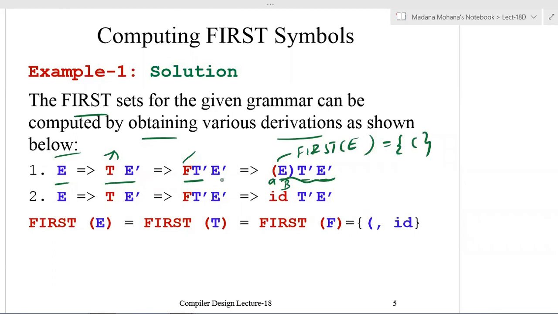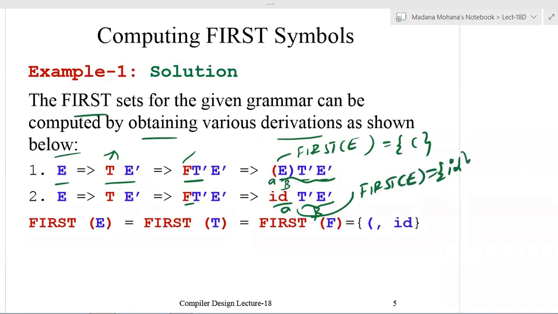Similarly, we can substitute the other production for F here, as we have two alternatives for F. So F derives id, which is substituted here. Now id is small a, which is a terminal, and the entire remaining part is beta. So now here first of E equal to id.